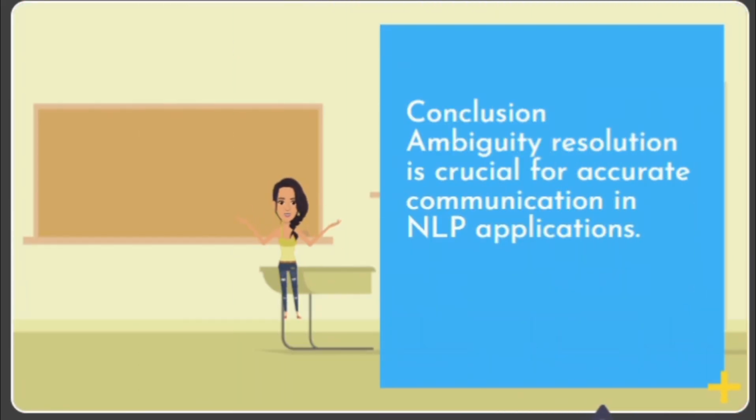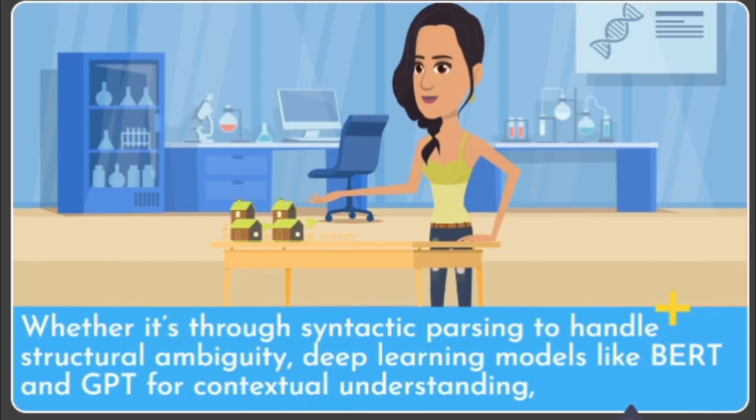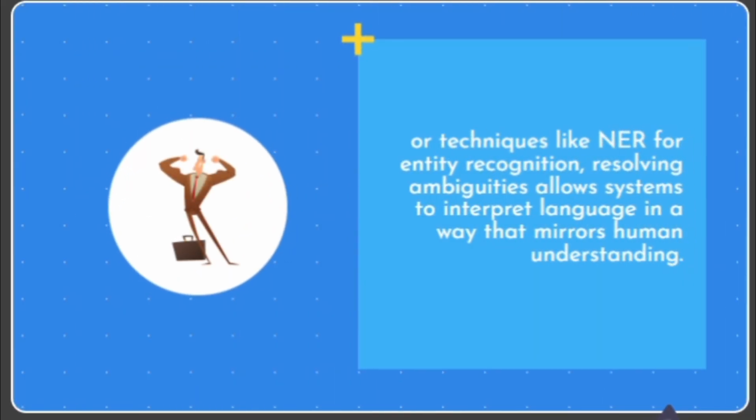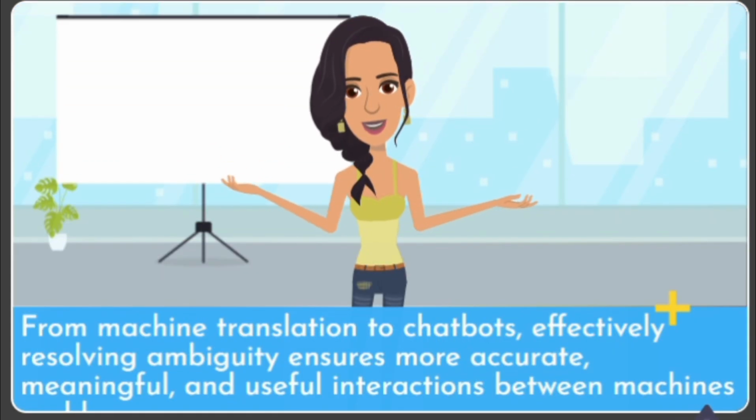Conclusion. Ambiguity resolution is crucial for accurate communication in NLP applications. Whether it's through syntactic parsing to handle structural ambiguity, deep learning models like BERT and GPT for contextual understanding, or techniques like NER for entity recognition, resolving ambiguities allows systems to interpret language in a way that mirrors human understanding. From machine translation to chatbots, effectively resolving ambiguity ensures more accurate, meaningful, and useful interactions between machines and humans.